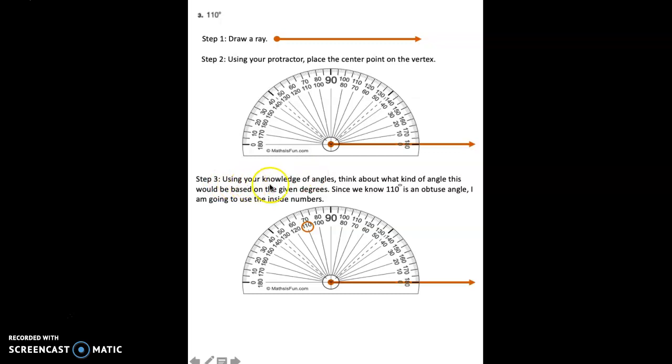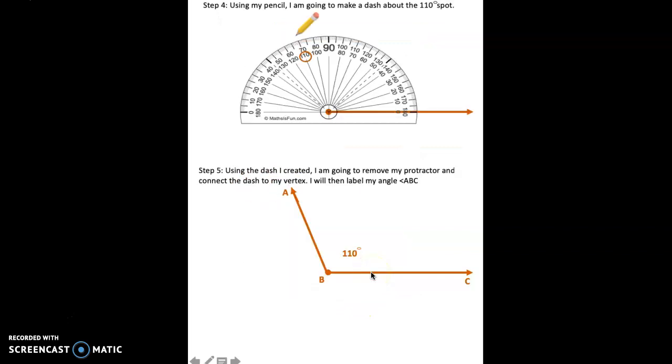Step 3, using your knowledge of angles, think about what kind of angle this would be based on the given degrees. Since we know 110 degrees is an obtuse angle, I'm going to use the inside numbers. I know I want my angle to open up large. Step 4, using my pencil, I'm going to make a dash above the 110 degree spot. So right up here, as you see, my pencil is all ready.